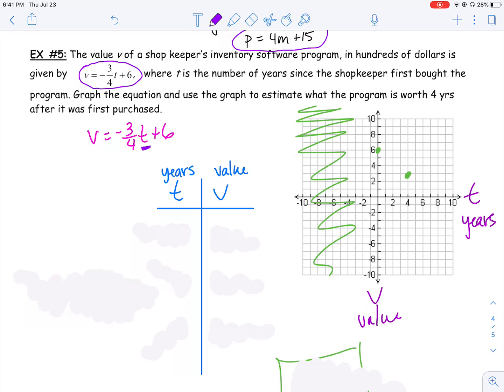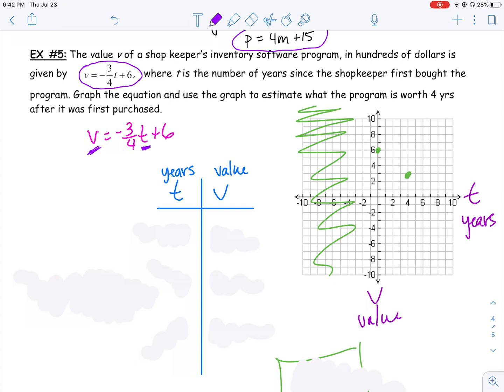Depending on how long I keep it will depend on the value of my program. So my t happens to be what we call our independent variable. That usually goes along the x-axis. So my t, or x, is years. Depending on how long we keep this program will depend on the value of the program. That's my dependent variable, or my y value. So they use different letters, different variables to mean a little bit more with our word problem, but you can always change those into y's and x's if it makes you feel more comfortable.